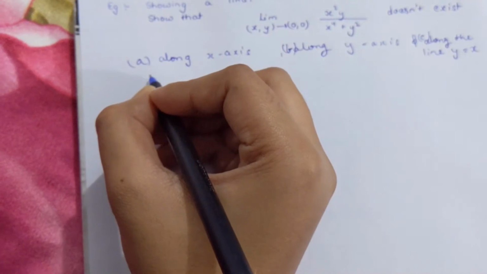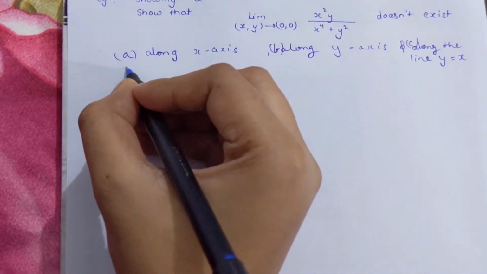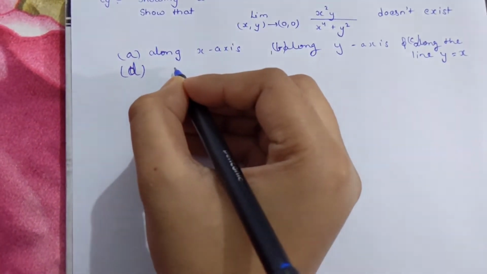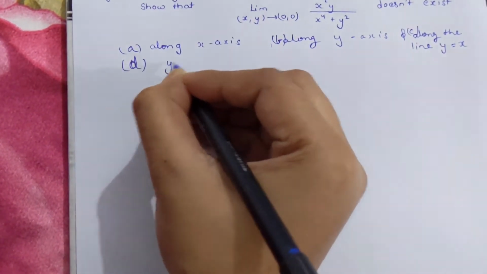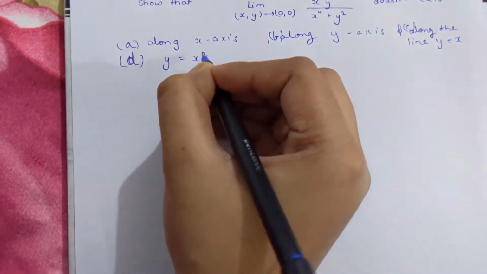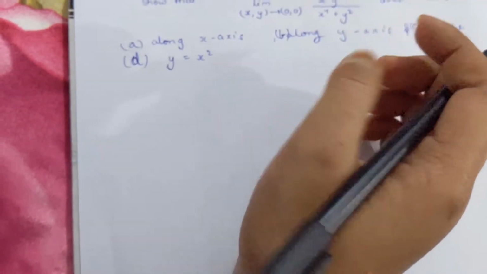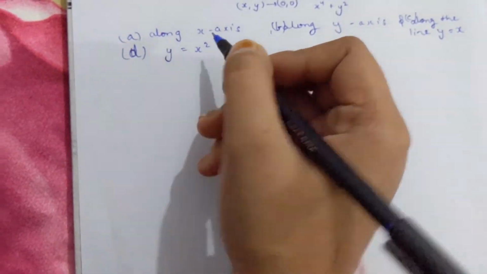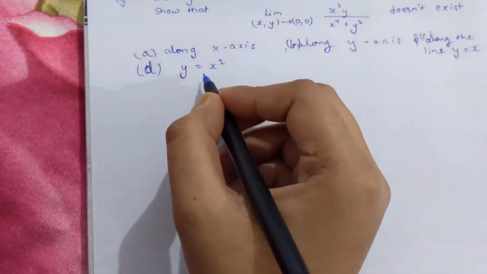Moreover, we can add one more part in this, a d part. We can check it on a parabola as well. Why? You would ask why. This method is a kind of hit and trial method. In this, you try to put in values along the x-axis, y-axis, along the line, and along the parabola as well.